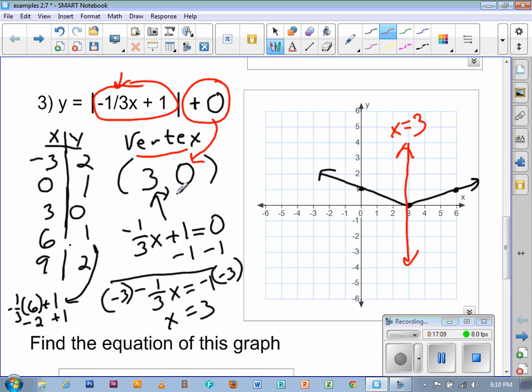But a big thing here, if you can't find that x-coordinate, just set what's in, I call it the guts of the equation. This right here, that's what I'm calling the guts. What's inside the absolute value. Set that equal to 0 and solve it, and it will always give you the x-coordinate. The number to the right of the absolute value will always give you the y-coordinate.